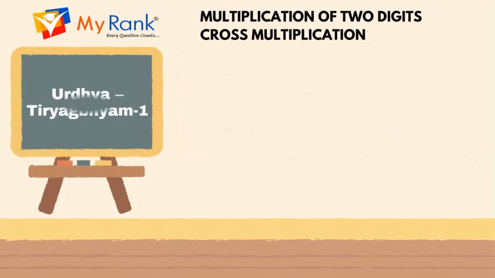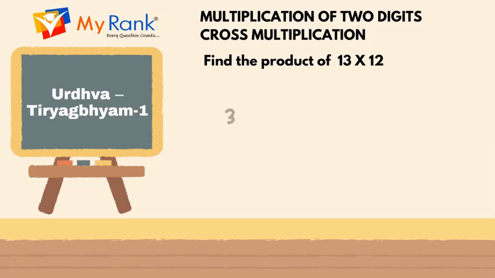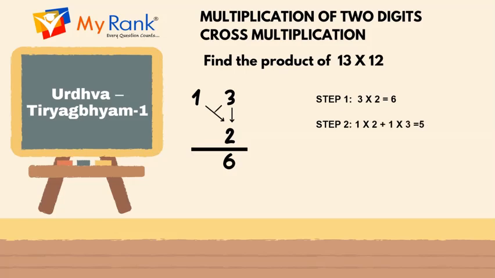Now, let us look into how to find the product of 13 into 12. Step 1. Vertical multiplication. That means multiplication of both the unit digits. That is 3 into 2 equal to 6. So, 6 is the first digit. Step 2. Crosswise multiplication. That means multiply 1 by 2 and 3 by 1. That is 1 into 2 plus 1 into 3, 2 plus 3 equal to 5. So 5 is the second digit.